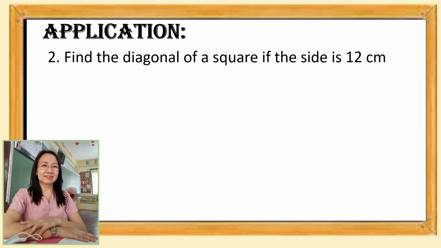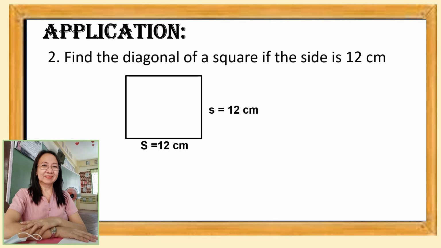Now let us look at our next application. Find the diagonal of a square if the side is 12 centimeters. Again, let us have our square. So this is our side with 12 centimeters. Actually, all the 4 sides are 12 centimeters. Now let us draw our diagonal. And this is our unknown.